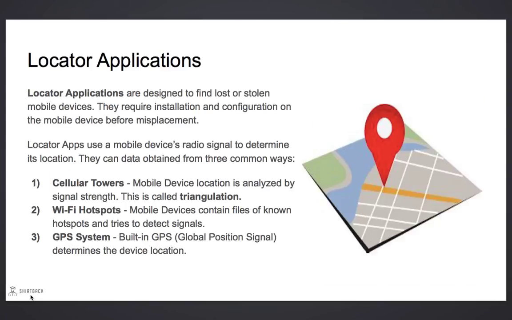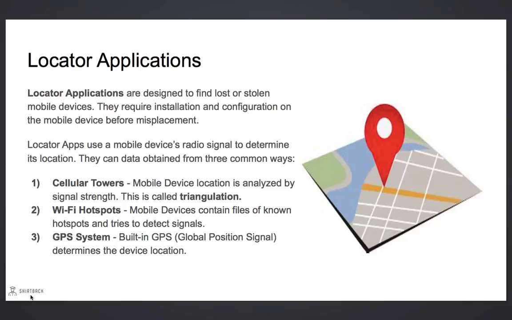Locator applications are designed to find lost or stolen mobile devices. They require installation and configuration on the mobile device. Locator apps use a mobile device's radio signal to help determine its location. Three common ways to use locator applications are cellular towers, Wi-Fi hotspots, and GPS.